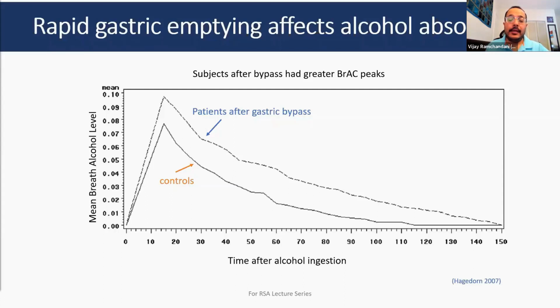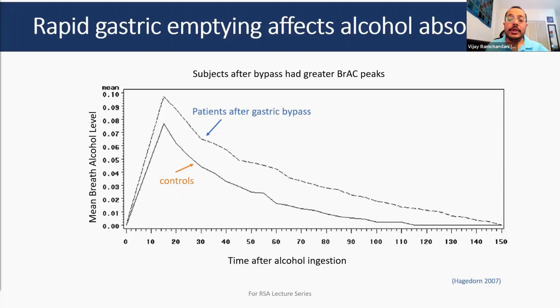Another factor that can affect alcohol absorption, which I mentioned earlier, is gastric emptying, which is the time that it takes for alcohol and food as well to get from the stomach to the small intestine where it will be absorbed. And so a study was done comparing alcohol metabolism in patients who had undergone bariatric surgery, where gastric bypass procedures are conducted. And what you see again here is that patients after gastric bypass, shown in the dashed line, have a much higher alcohol level compared to controls shown in the solid line on this blood alcohol time curve.